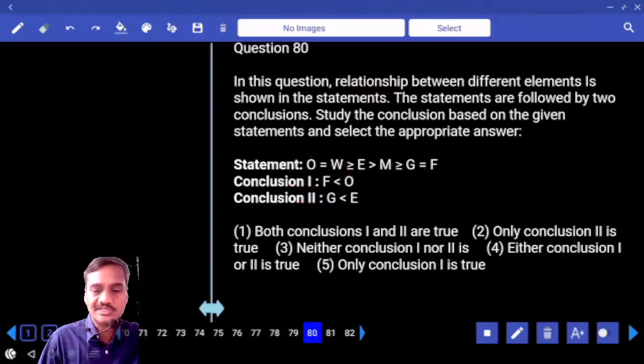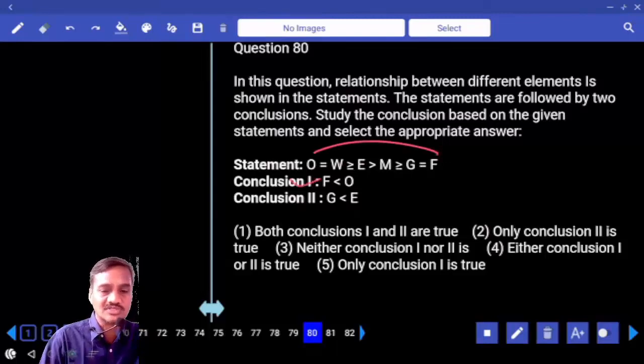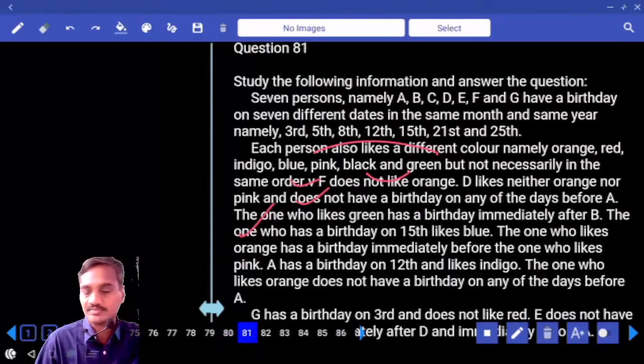Then, coming to this one, the relation between O and F. Now, O greater than F is true, F lesser than E. And at the same time, the relation between G and E, E greater than G, G lesser than E. Hence, both the conclusions are true, choice 1, question number 80.